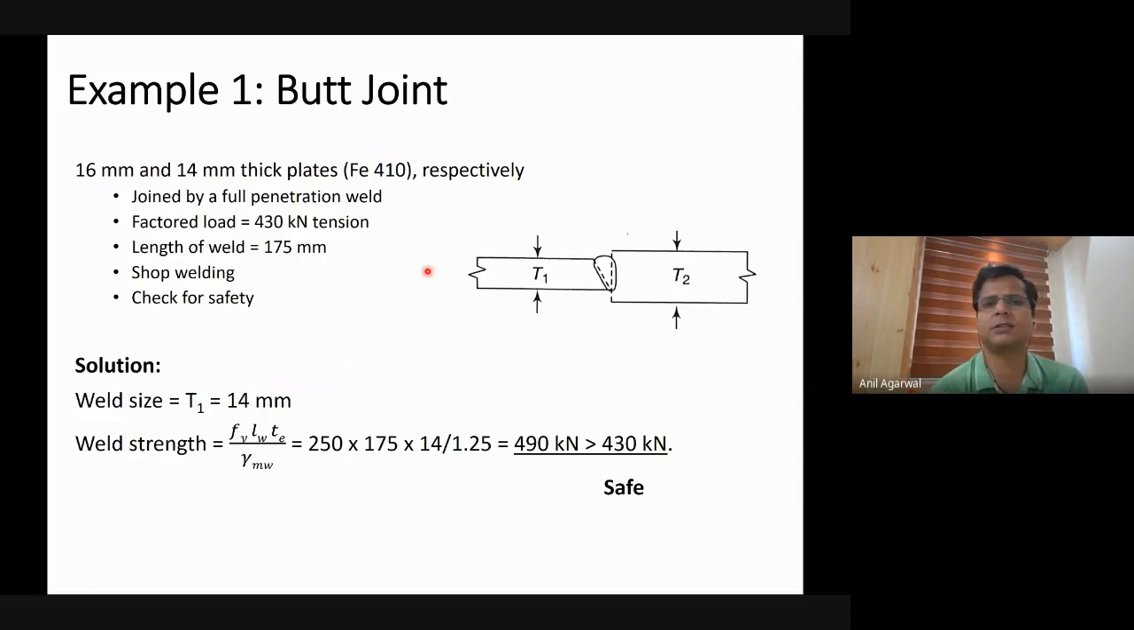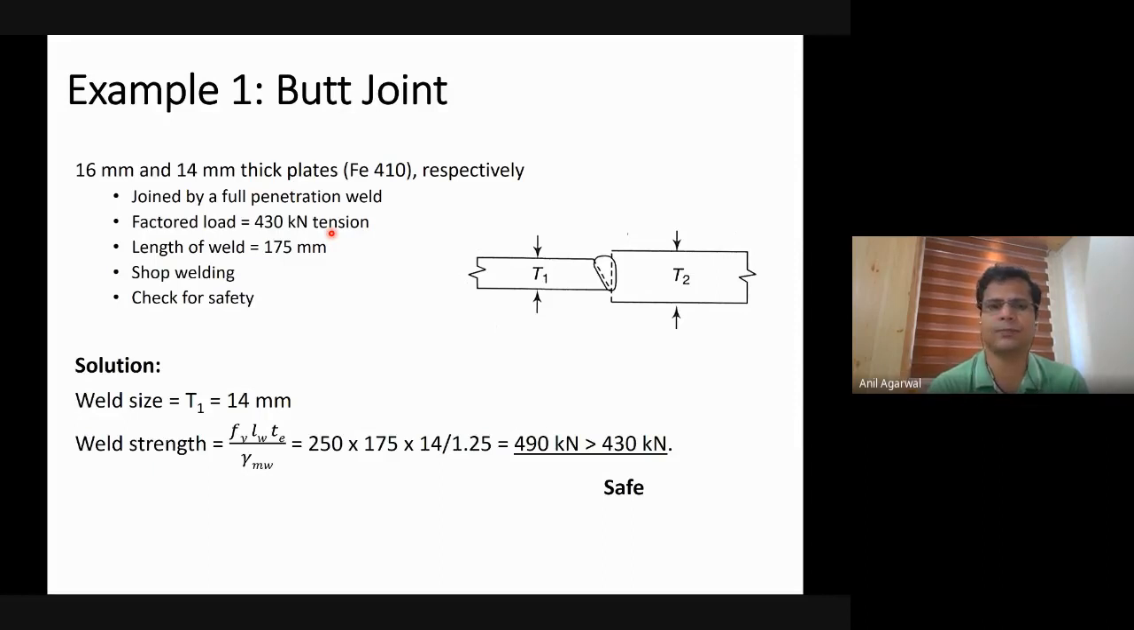So let's see how to do a groove weld or a butt joint using welded connections. So I have two plates to weld. One is of thickness T1, another one is thickness T2. Their thicknesses are given as 16 mm and 14 mm respectively. Both of them are made of Fe410 steel. So we know the yield strength of this steel, that is 250 MPa. The weld is not specified, so you can assume the 40 weld, right?